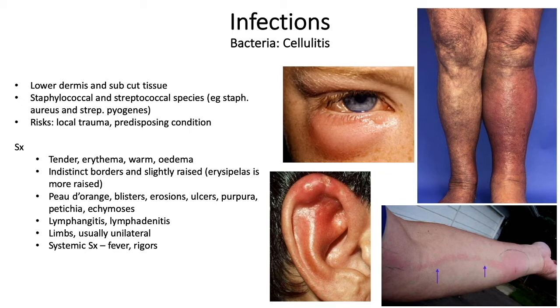If it affects the eye area, it's called periorbital cellulitis or preseptal cellulitis. The more serious infection around the eye is orbital cellulitis, but that's covered in a different series. The image on the top left shows periorbital cellulitis. And again, as with any local infection, if it spreads, you can get systemic symptoms.